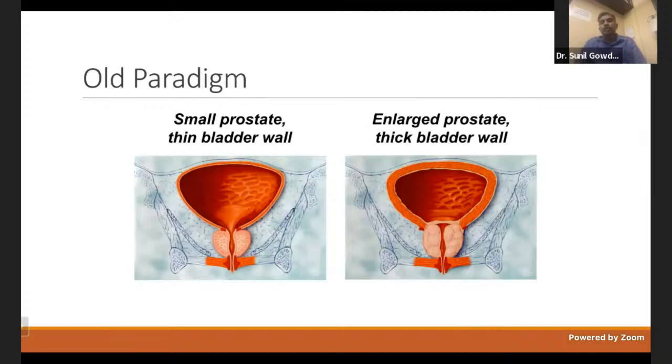Moving on to the pathophysiology of benign prostatic hyperplasia. The old paradigm was that with a small prostate there was little change in the bladder wall. That is, the bladder wall remained thin and normal. Whereas as the prostate gets enlarged, thickening of the bladder wall developed, and it may result in lower tract symptoms. This was an old assumption.